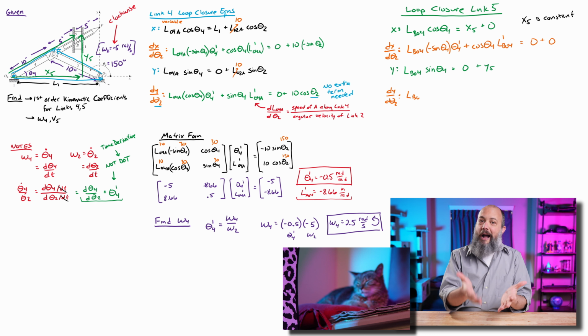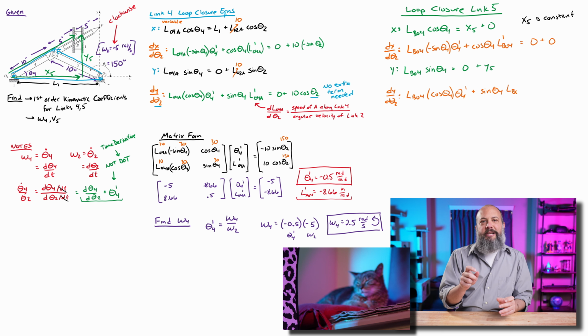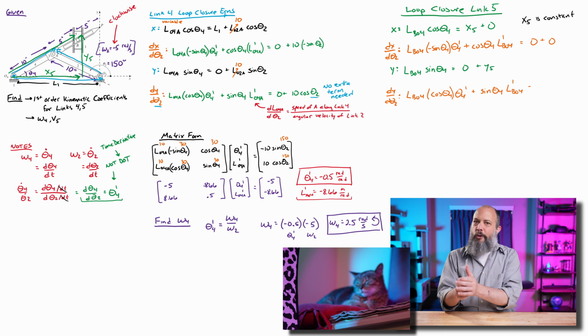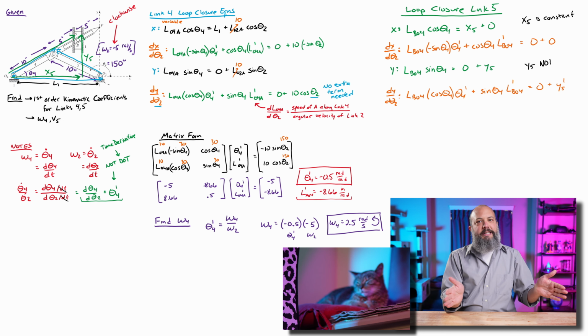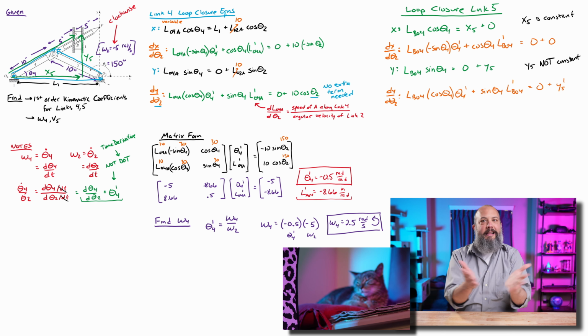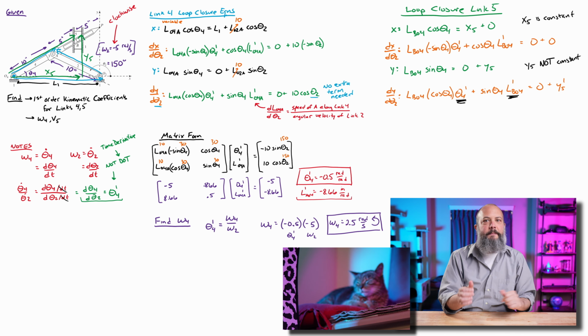Derivative of the y direction equation with respect to theta 2. Again, product rule on the left side: LBO4 times the derivative of sine theta 4, which is cosine theta 4 times theta 4 prime, plus sine theta 4 times the derivative of LBO4, which is LBO4 prime. And then the right-hand side, 0 plus y5 prime, because even though the horizontal distance is not changing, the vertical distance is changing. So as it rotates, that height will change.